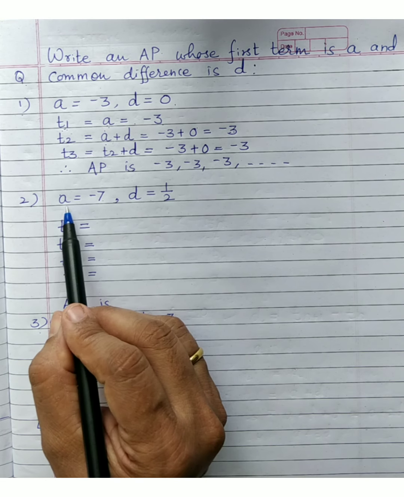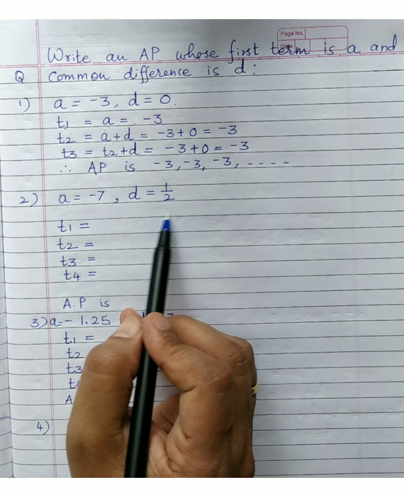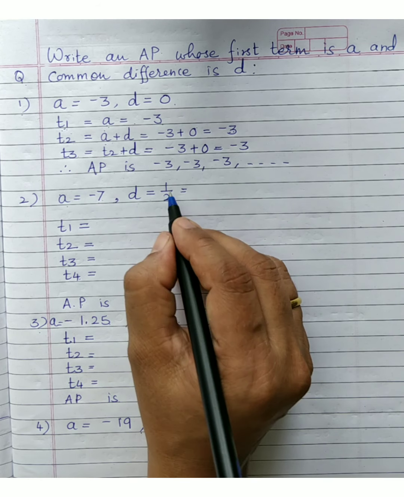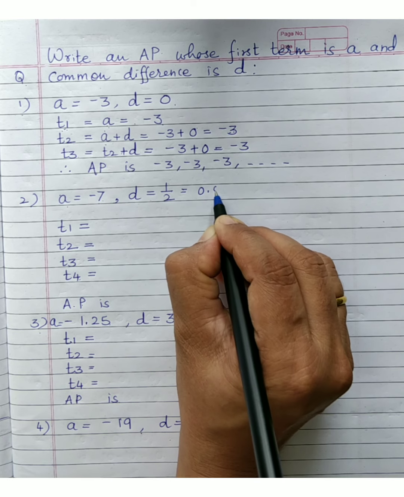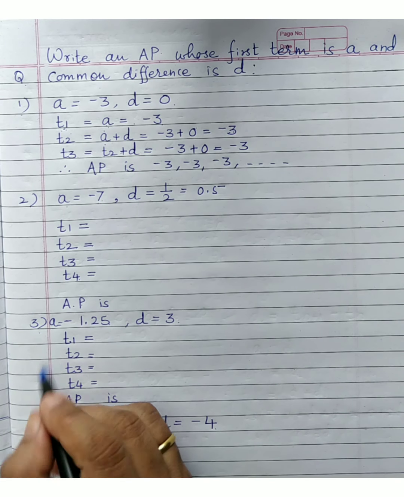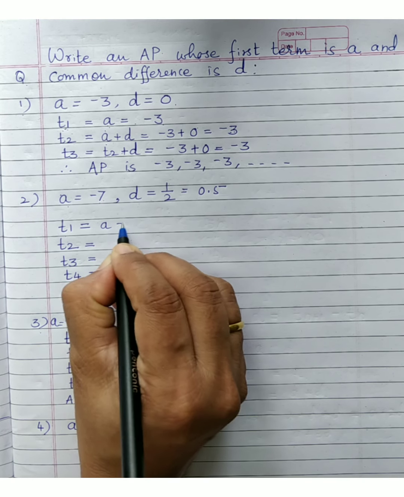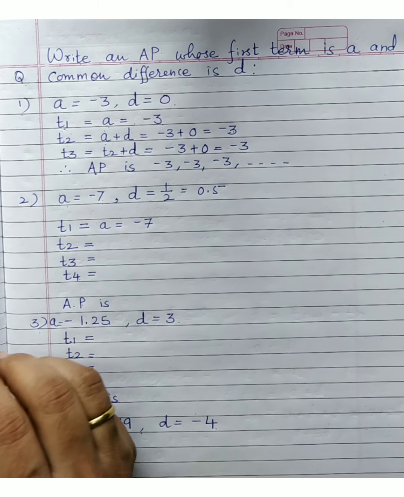Second part, A is minus 7, D is half. Now half is a very simple decimal, you know. So instead of going for the fractional part, I will convert it into a decimal. Half means 0.5. So it will go easy for us. Now T1. What is T1? A. What is A? Minus 7. So I remind you, the AP begins with minus 7.